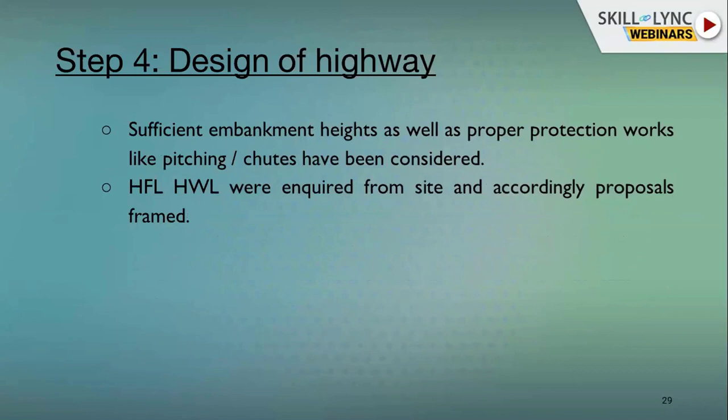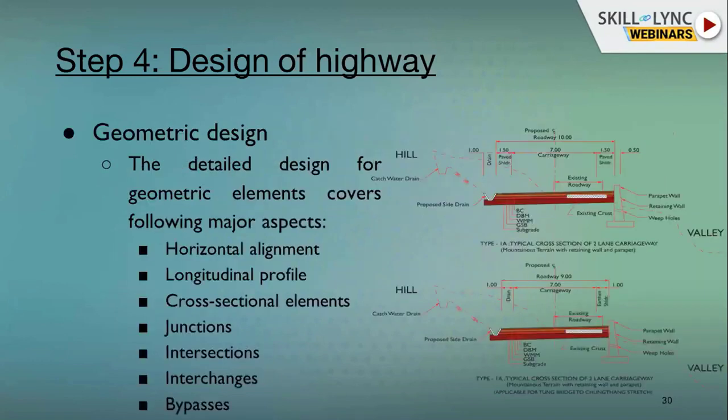Then sufficient embankment height is to be analyzed, HFL, high flood level, high water level to be inquired, and a proposal framed based on that. Design of highway covers geometric design, horizontal alignment, longitudinal profile, and cross-sectional elements. There is a hill road cross-section I have put here. There will be a flat road also.